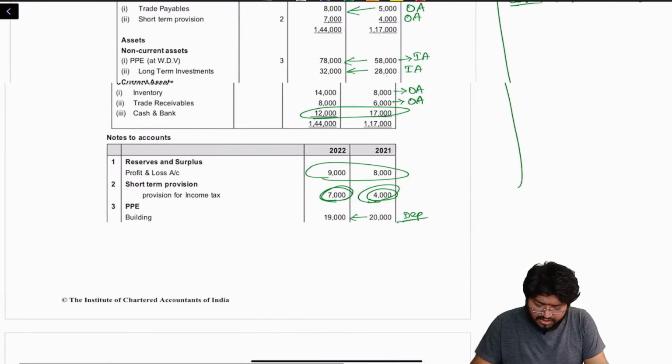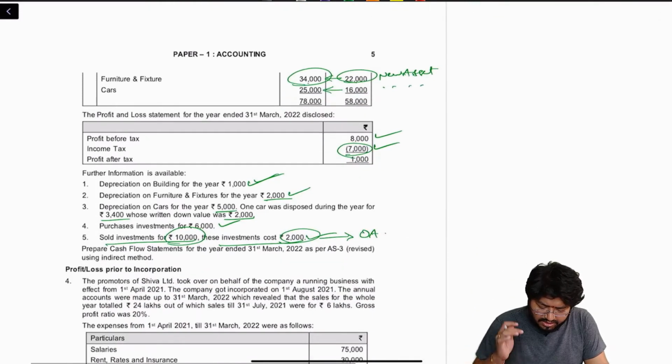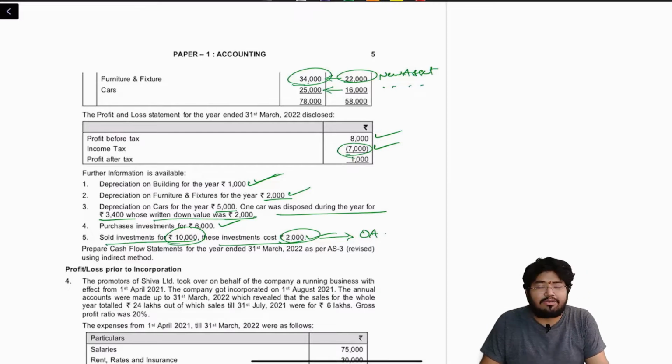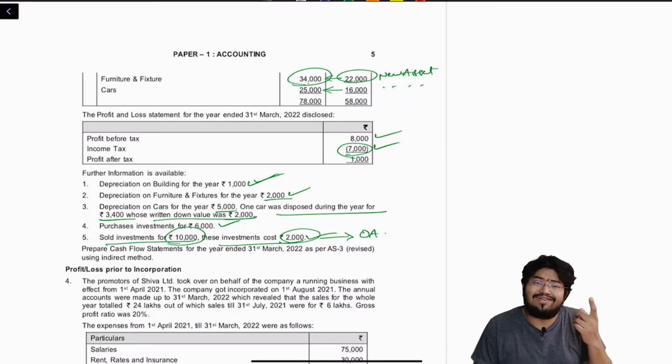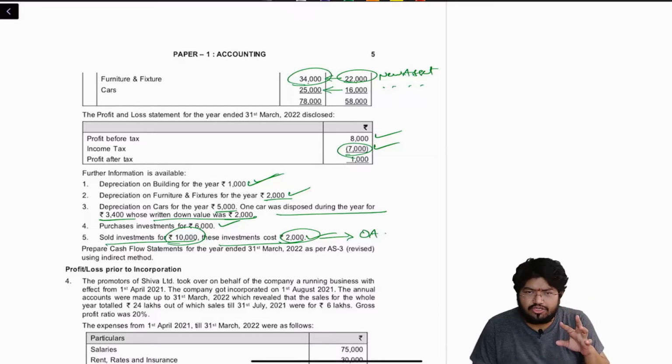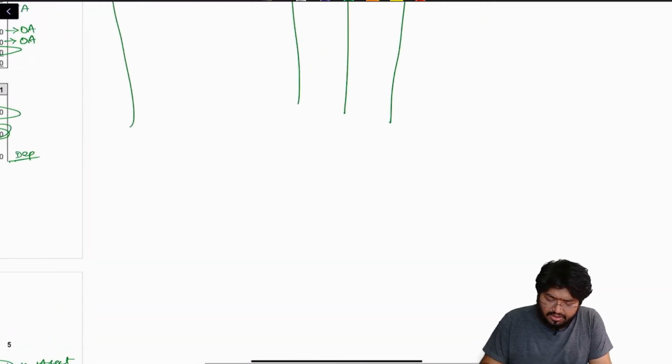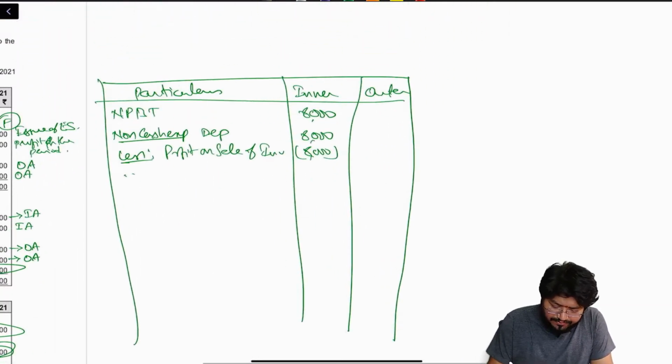Please see. He also says in the same question, one car was disposed during the year for 3,400, written down value is 2,000. That means he sold the car for 1,400 of profit. This also is a profit from investing activity, not from operating activity. So I should reverse this also. Okay, so let's do that. Less profit on sale of car, 1,400.